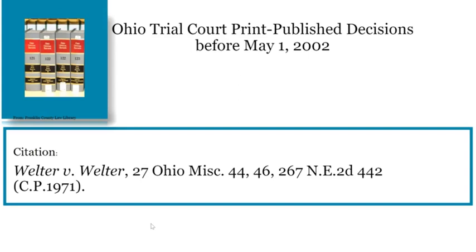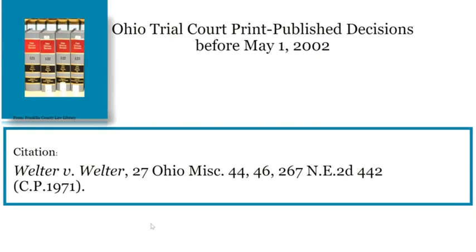Let's move on to Ohio trial court decisions. So citation formats for Ohio trial court opinions prior to and after May 1st, 2002 exhibit the same basic elements as higher Ohio court opinions. Prior to May 1st, 2002, the Westlaw or Lexis court case number is included when available, whereas after May 1st, 2002, the website number is provided instead.